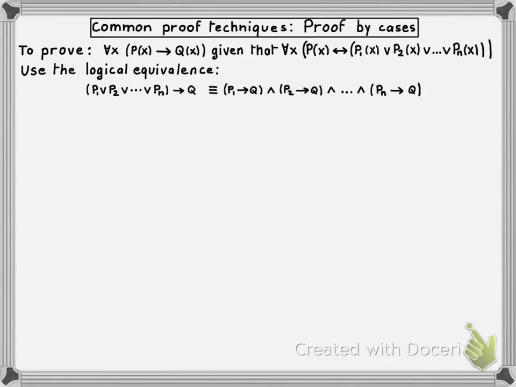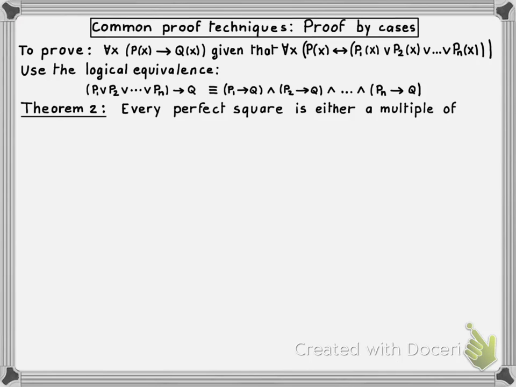And to illustrate the use of this template, we're going to consider another example, theorem number 2, which, by the way, is the same theorem as number 8 in the previous lecture. It states that every perfect square is either a multiple of 4 or is of the form 4 times I plus 1, where I is an integer. So what this is saying is that every perfect square is either of the form 4 times I, where I is an integer, or it's 1 more than a multiple of 4, 4 times I plus 1.